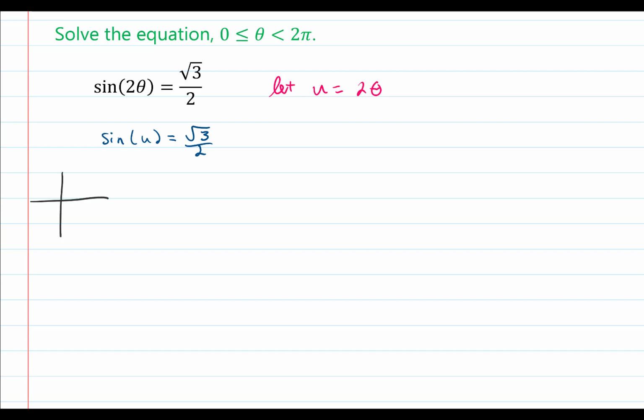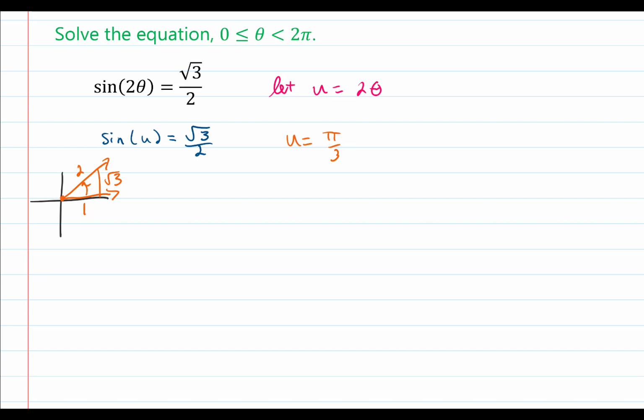We know sine is equal to a positive ratio in quadrant number 1. So we'll have our terminal side in quadrant number 1. We have the opposite side as square root of 3, hypotenuse or radius is 2. That means the adjacent side is 1. So this is one of our solutions for u. So in this case, u is equal to pi over 3.